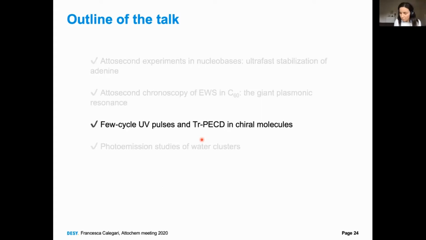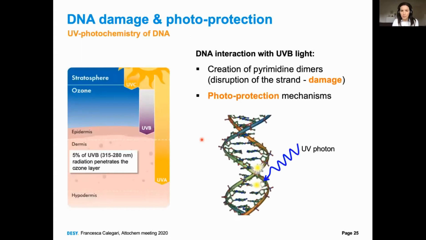Another result we have obtained recently is the time resolved investigation of chirality. This has been done with a new experimental apparatus, which is indeed using the generation of ultra-short UV pulses.